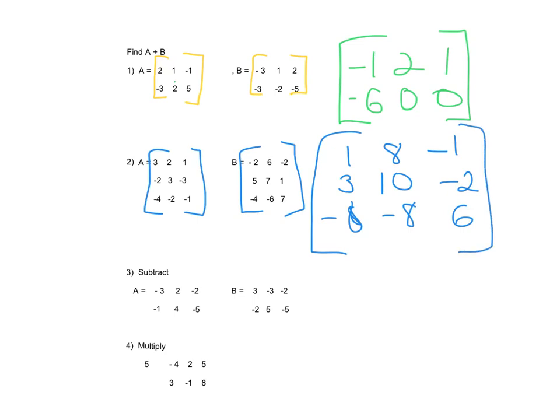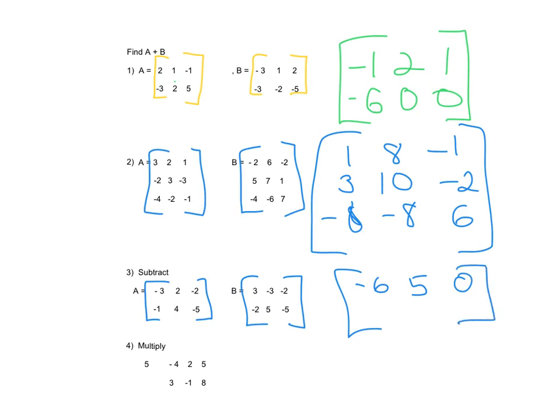All right, so the next one I'm going to subtract them. So I have to make sure I subtract everything. Negative 3 minus 3 is negative 6. 2 minus 3 is really 2 plus 3, so that would be 5. Negative 2 minus 2 is really negative 2 plus 2, so that's going to be 0. Then I go negative 1 minus 2, which is really negative 1 plus 2, which is a 1.